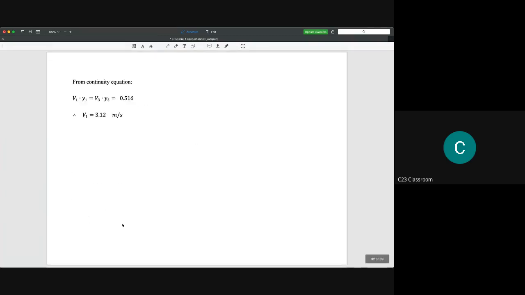And then from the continuity equation, as I said, because we are dealing with incompressible flow, the continuity equation can be used whether it has a hydraulic jump or not. So the continuity equation remains conserved. So we could calculate the value of V1 equal to 3.12 meters per second.